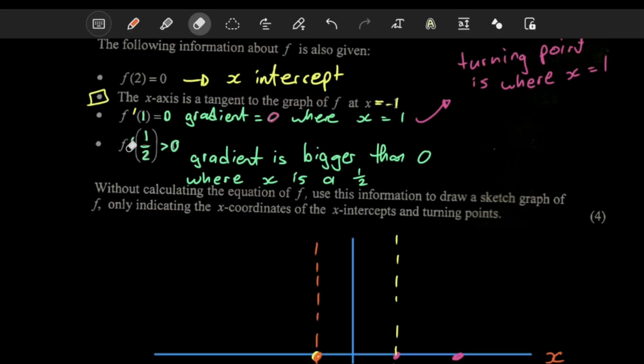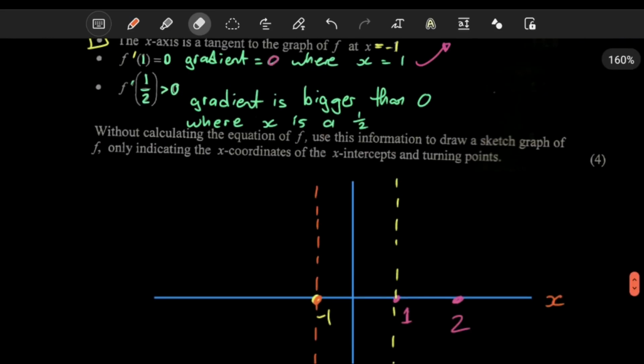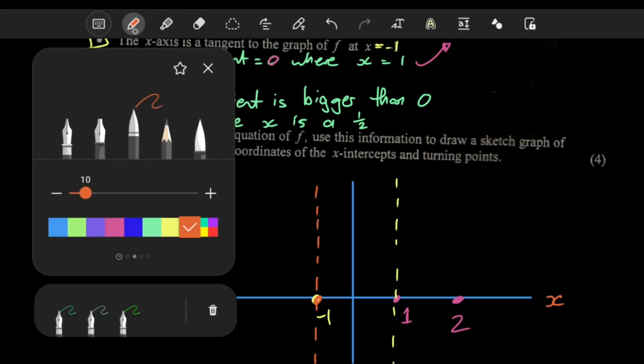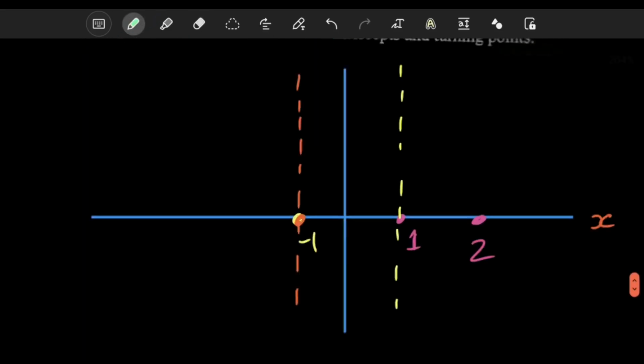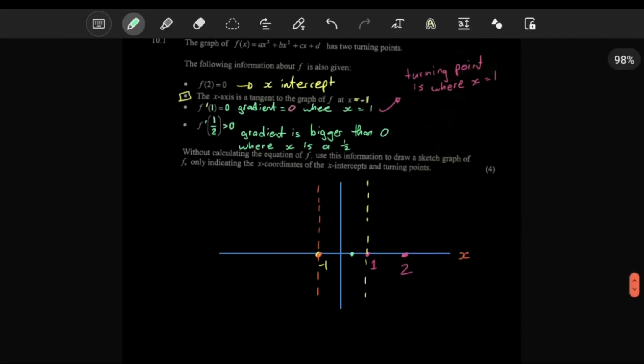Here it says your gradient is a positive number everywhere where x is bigger than a half. That is quite interesting, because if your gradient is bigger than 0 where x is bigger than, well, let's see, where x is a half. Oh, okay, where x is a half, the gradient is bigger than 0. That's what that means. So let's see where x is a half. Somewhere here is where x is a half, and they said here your gradient is a positive number.